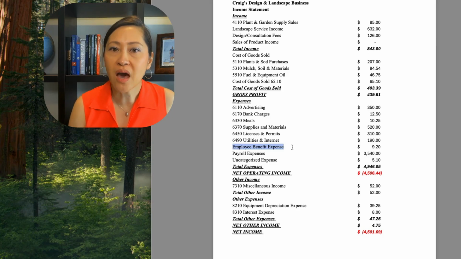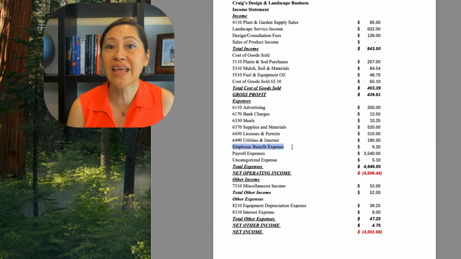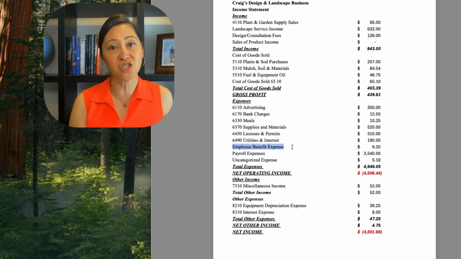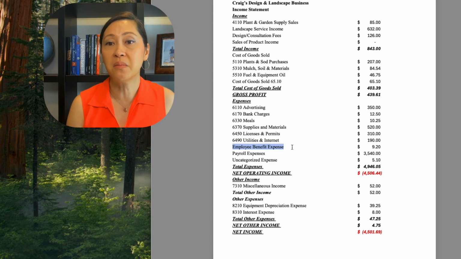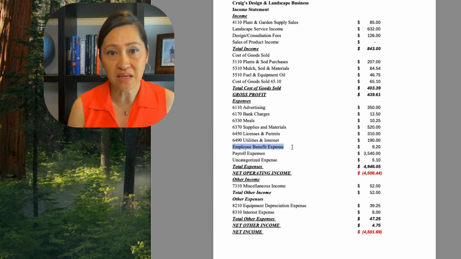If what's showing up is really money the business still owes but hasn't paid yet, then it doesn't belong on the income statement. In that case, it should show up on the balance sheet as a liability, something the business owes, until it's paid. So make sure it's not misclassified.